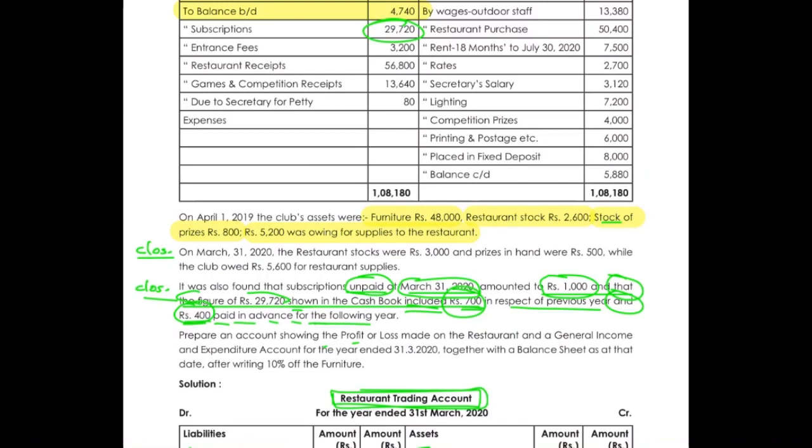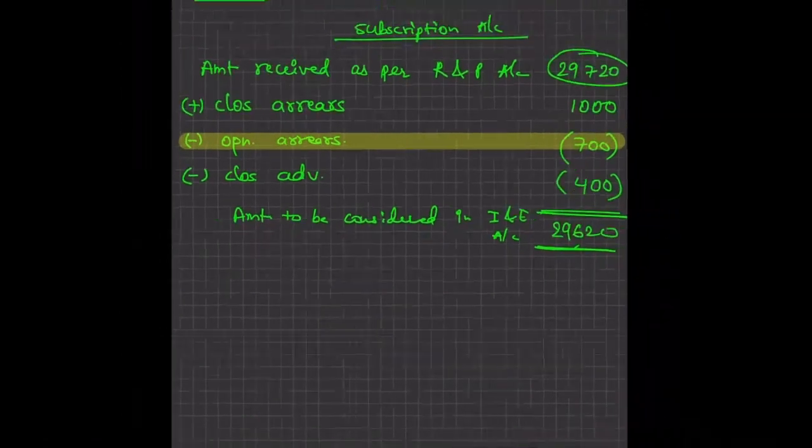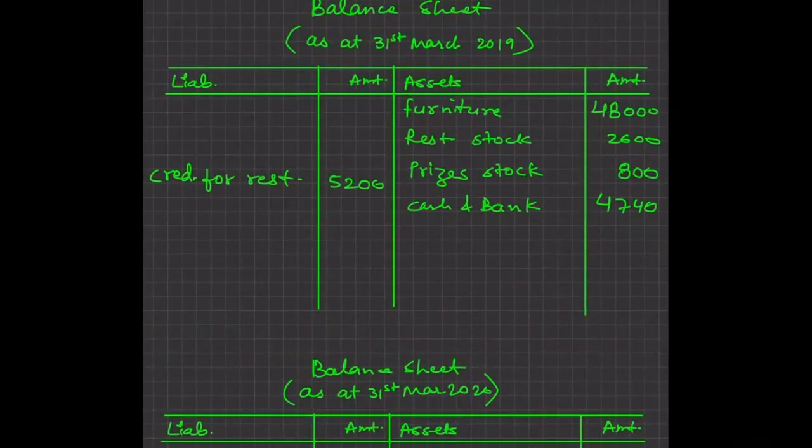Okay, moving on. So from this, you can see you have one information about the opening arrears of subscription, that is 700. This you can use in your opening balance sheet. On the balance sheet, this is an arrear. So arrears of subscription, this will be received in the current year. So I will add 700 over here. Okay. All the things on my asset side is complete. On the liability side, I have 5,200 which I am owing to the creditors for restaurant.